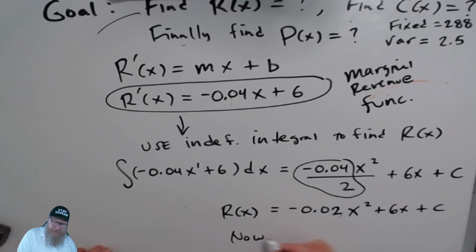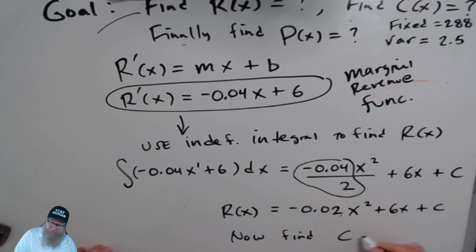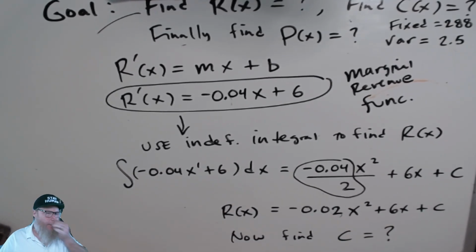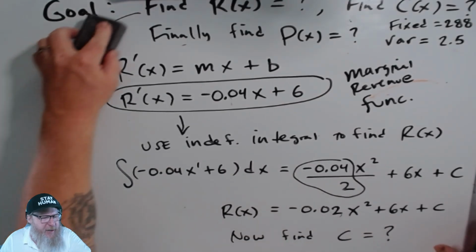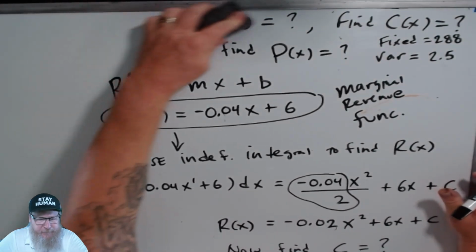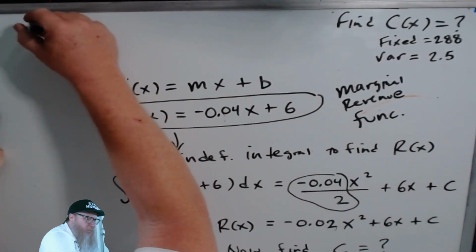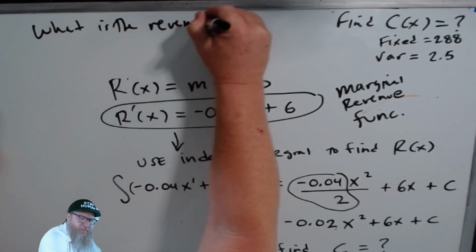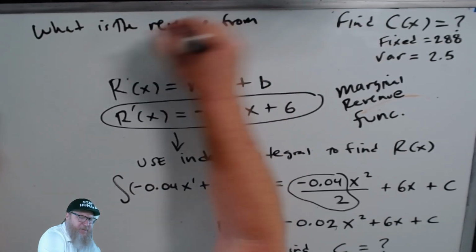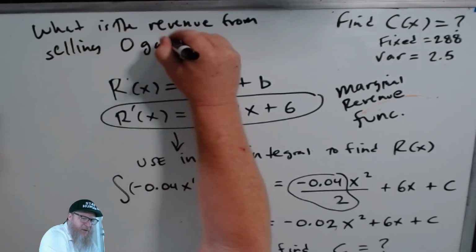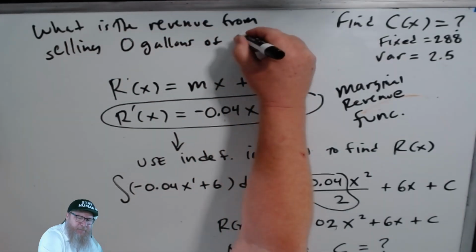Now you got to find c. Okay. So this requires a little thinking now. This is a revenue function, right? What is the revenue from selling 0 gallons of ice cream?